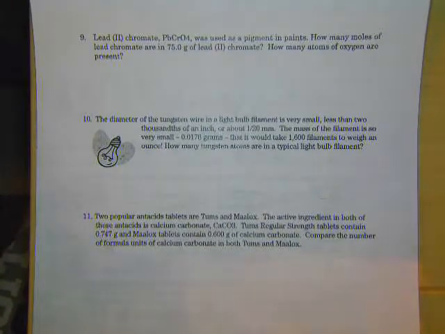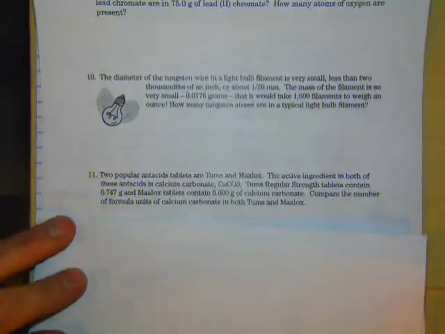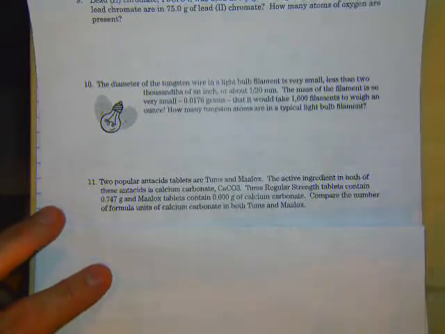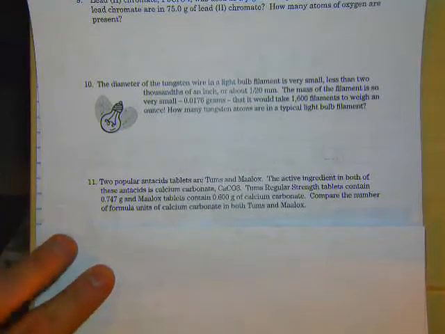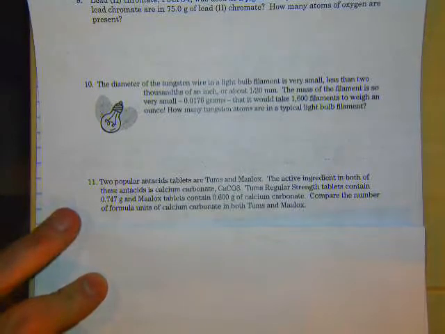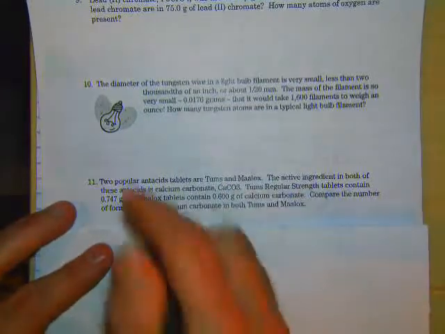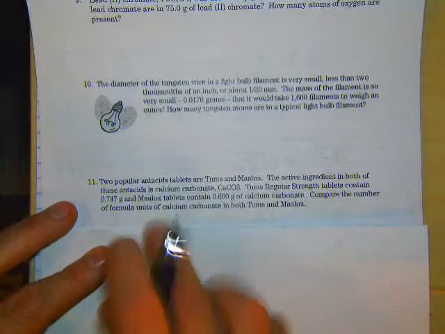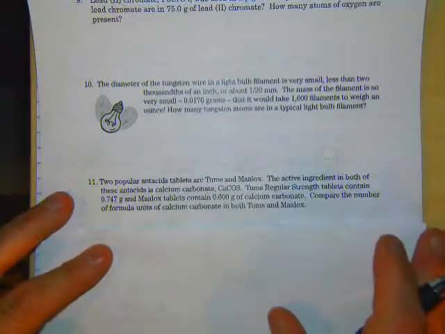Alright, let's look at the next problem. And we got 2 popular antacids, Tums and Maalox. The active ingredient in both of them is calcium carbonate. They give you some mass for Tums and some mass for Maalox, and compare the number of formula units. For formula units, you're going to end up having to use Avogadro's number here. So just remember that when you look at that.